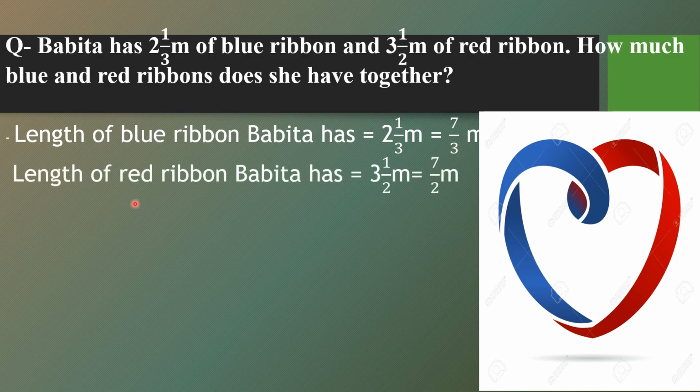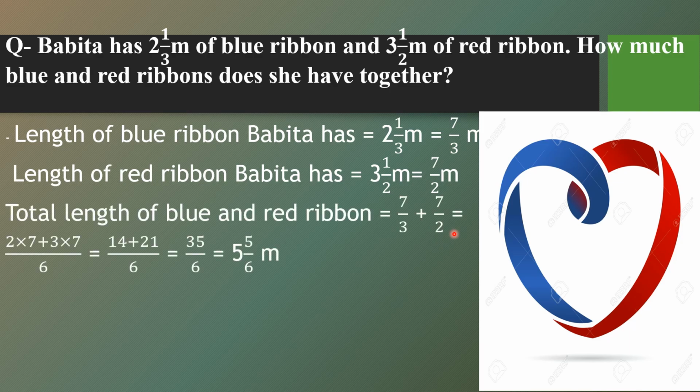Now 3 and 1 by 2 meter of ribbon. The length of red ribbon Babita has equals 3 and 1 by 2 meter. And convert the mixed number into improper. 3 2s are 6 plus 1, 7 by 2 meter. Now the total length of blue and red ribbon. It means add them. 7 by 3 plus 7 by 2. And we know that the LCM of 3 and 2 is 6 because 3 and 2 both are prime numbers. And these are co-primes also, and the LCM is very easy. Just multiply 3 and 2. So it is 6.